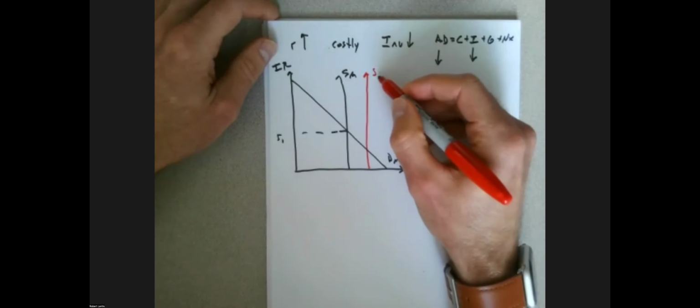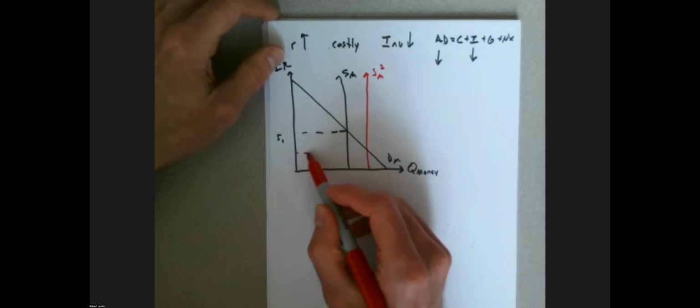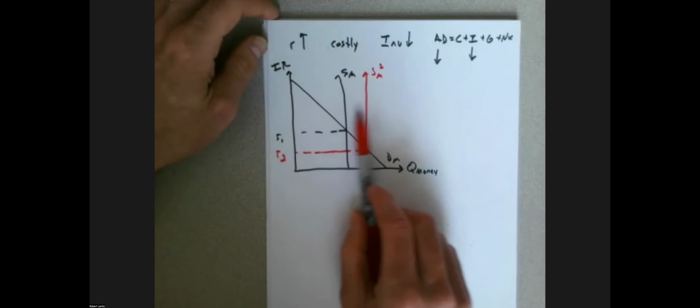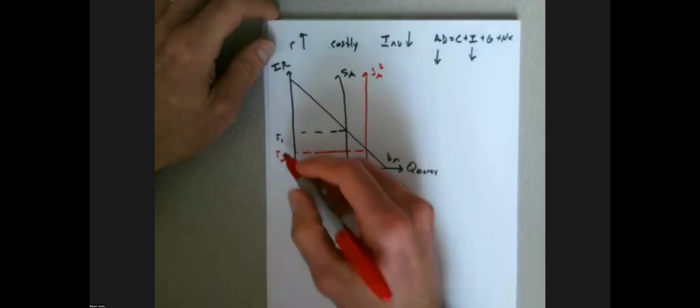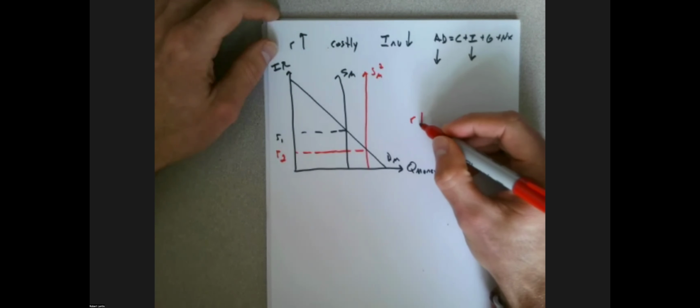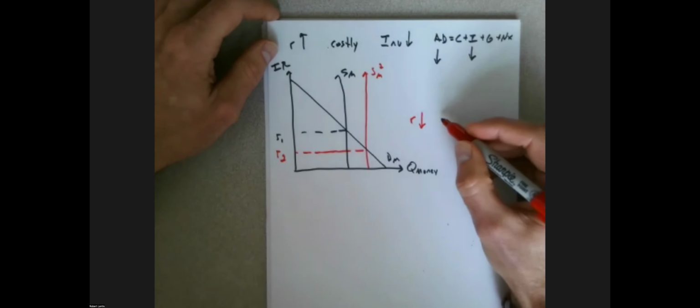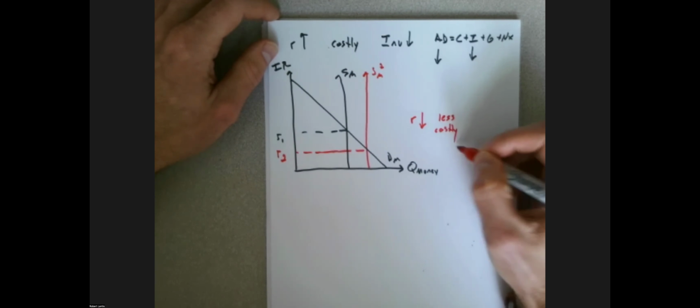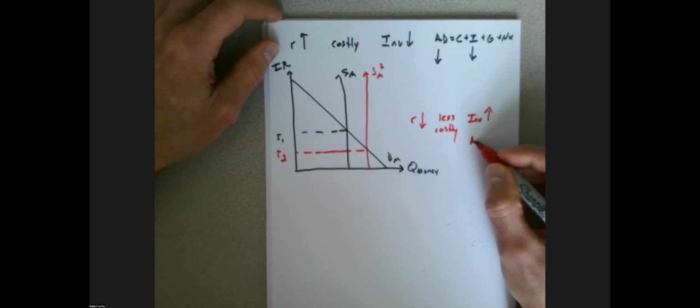And so if they increase the money supply, even though they're not directly changing the interest rate, that change in the money supply will have that indirect effect on interest rates, lowering them. If we saw interest rates go lower, well, that means borrowing is less costly. That would do what? Increase investments, and then that would have the corresponding effects of increasing aggregate demand.